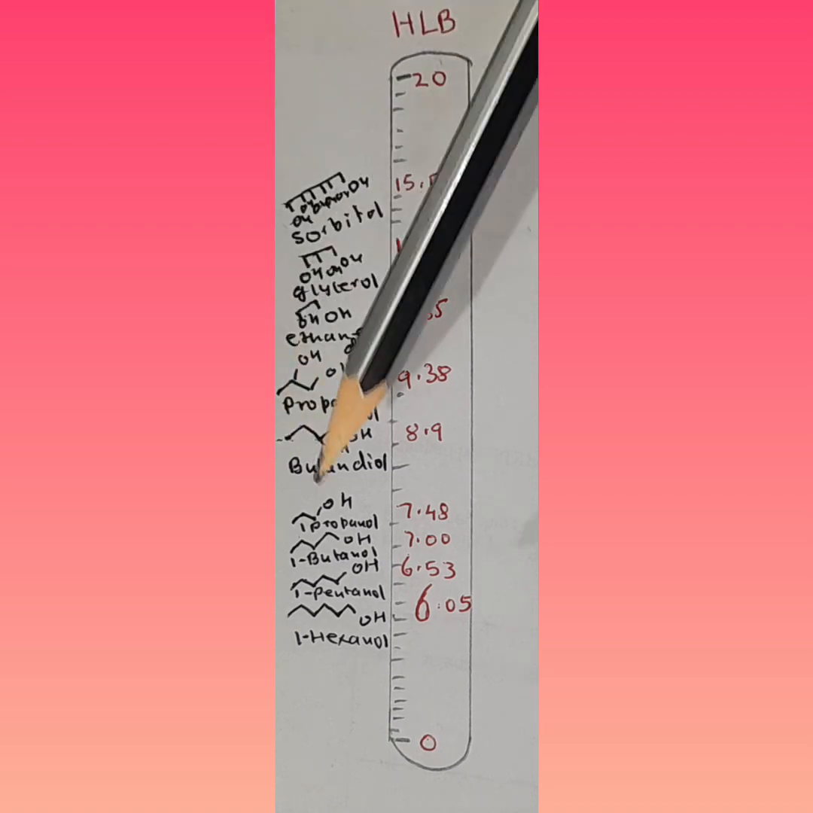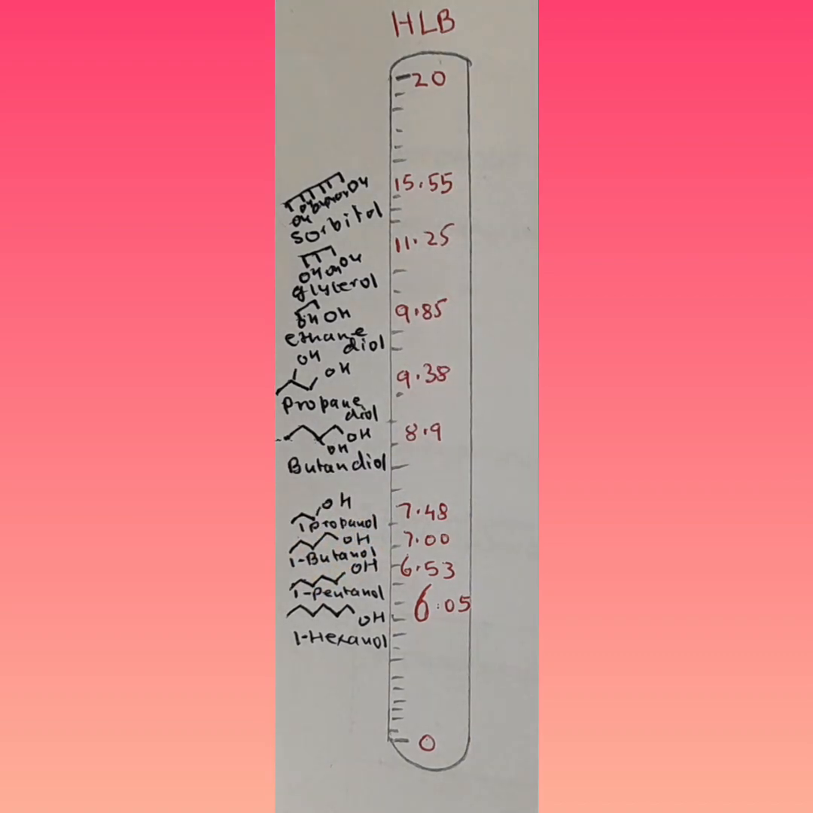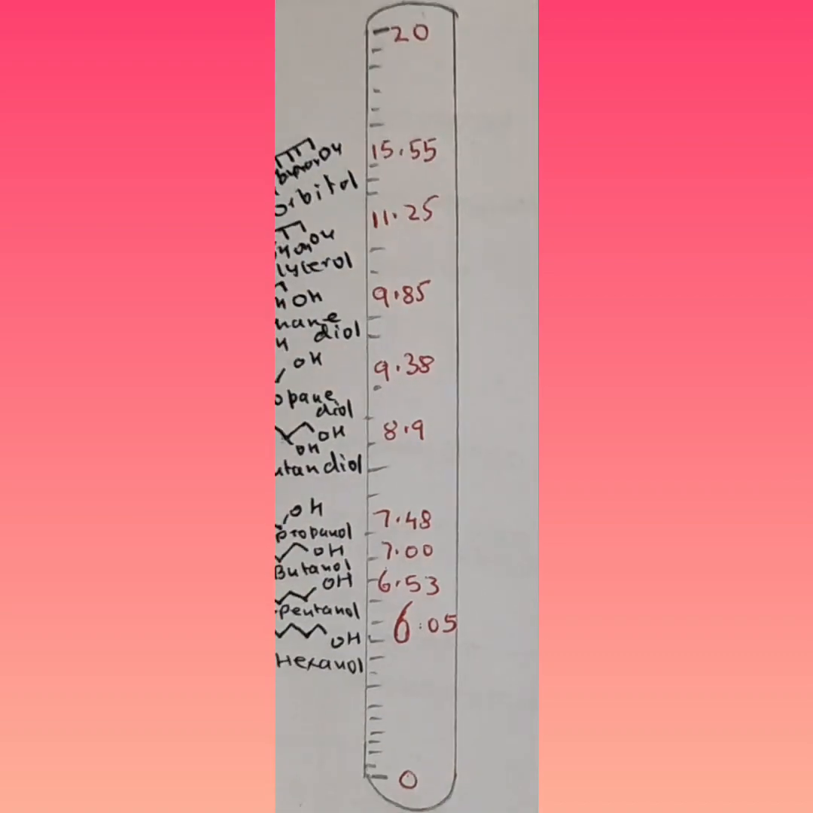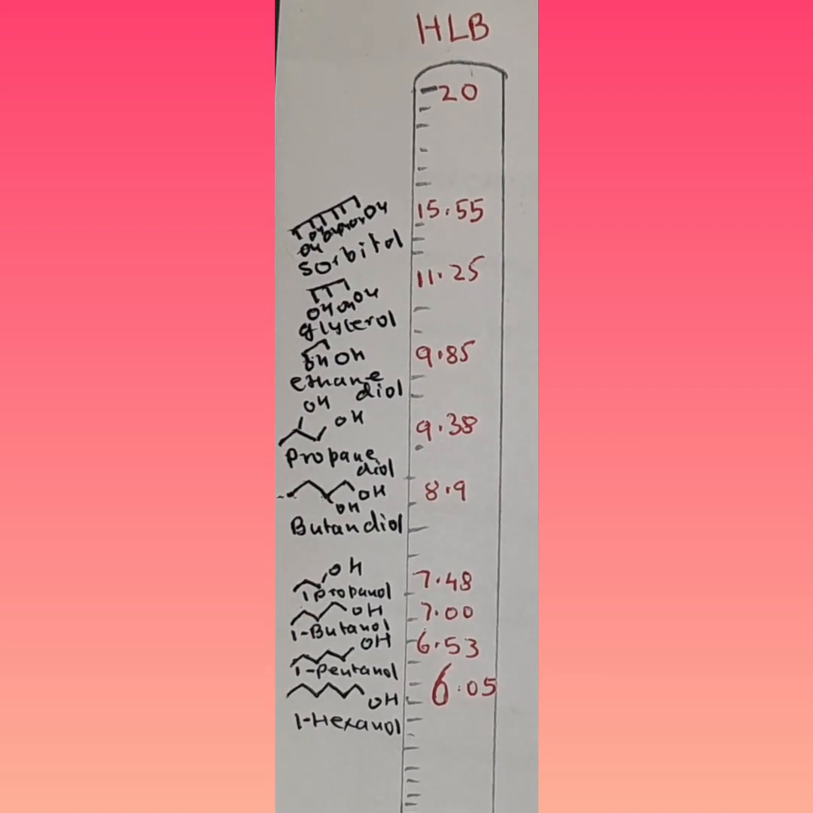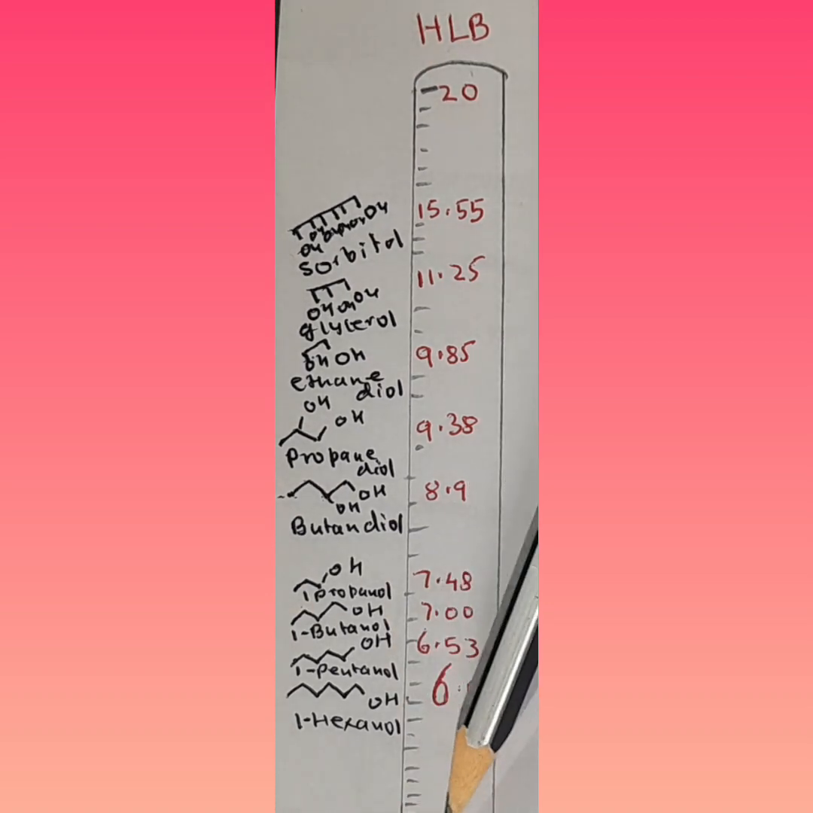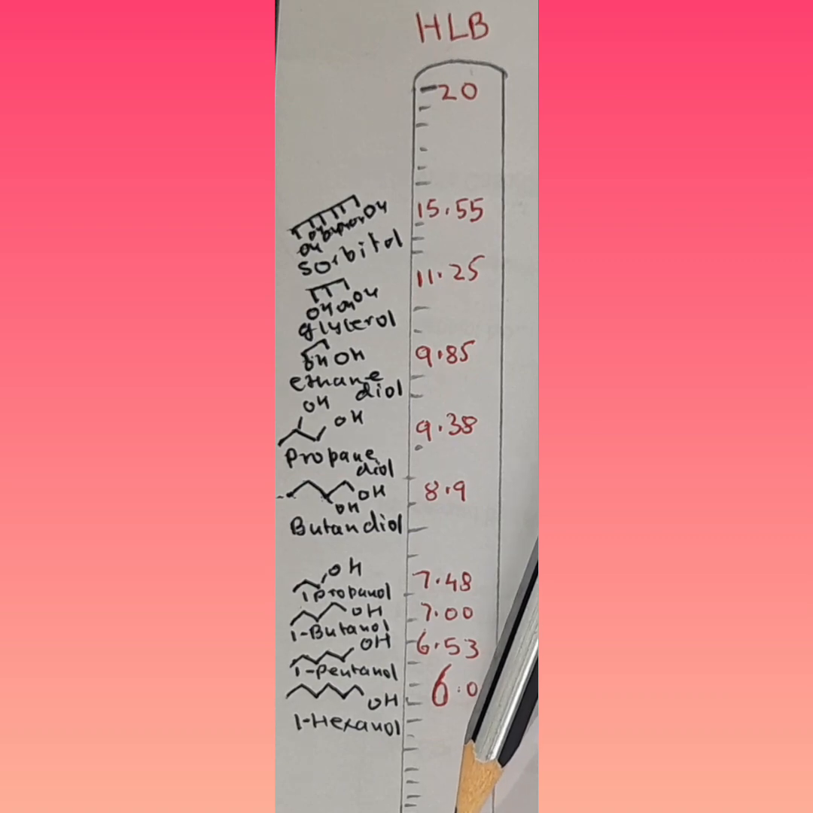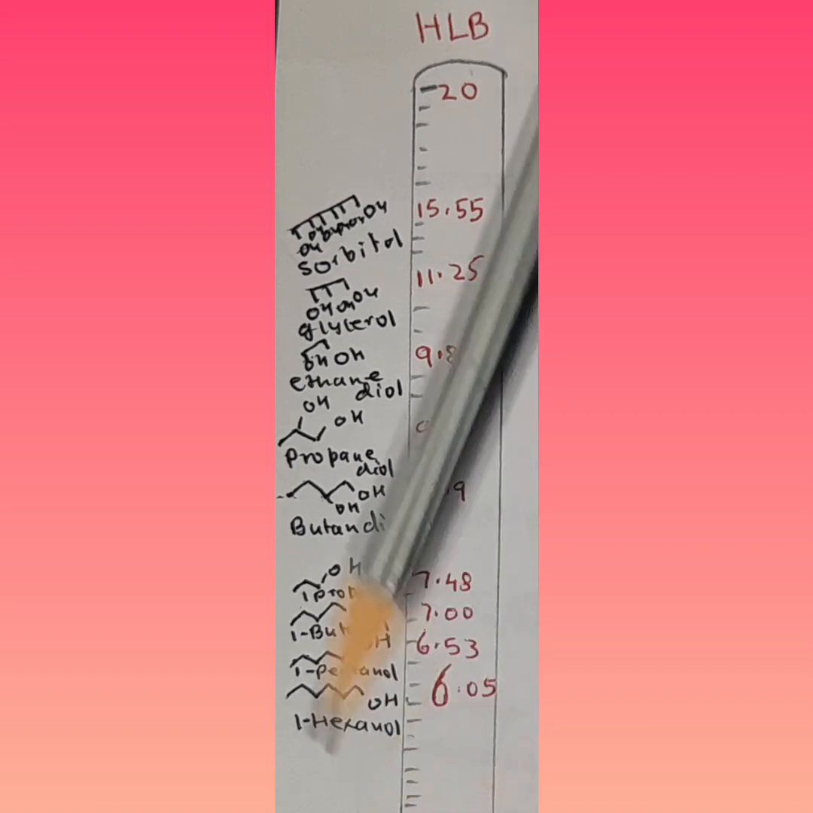Alright, okay. So see, I have jotted down certain examples over here. Now this is the scale. Now 20 means the molecule is totally soluble in water. And if it comes to 0, it is 0% soluble in water. Alright. Okay. So let's begin.